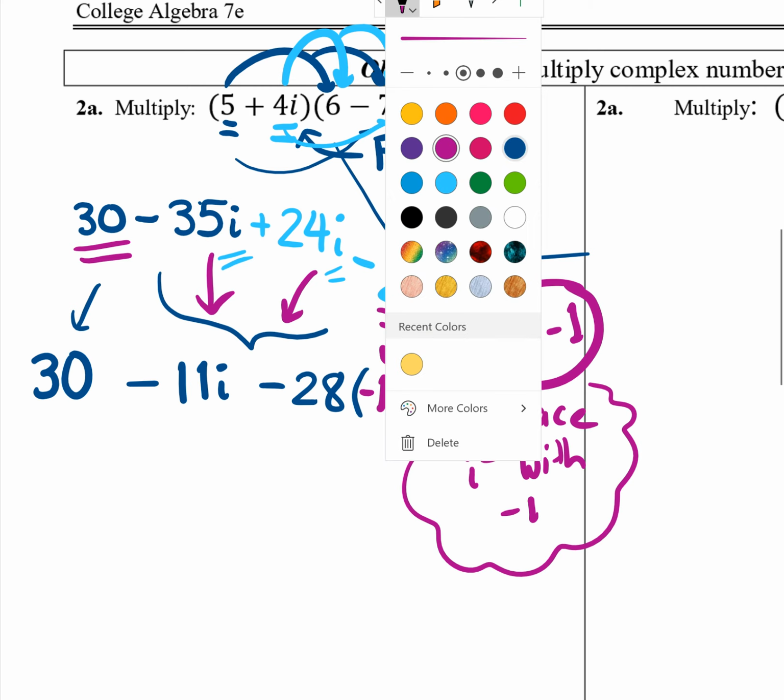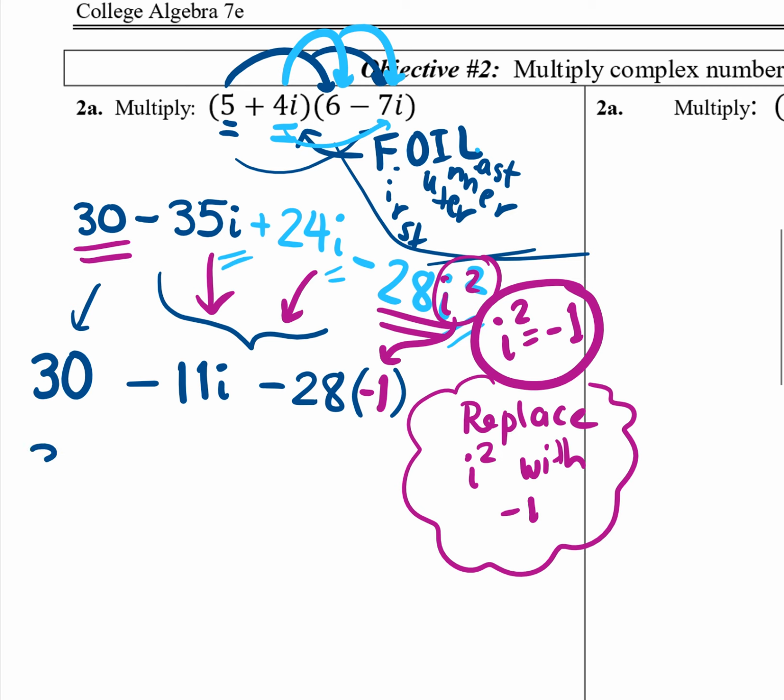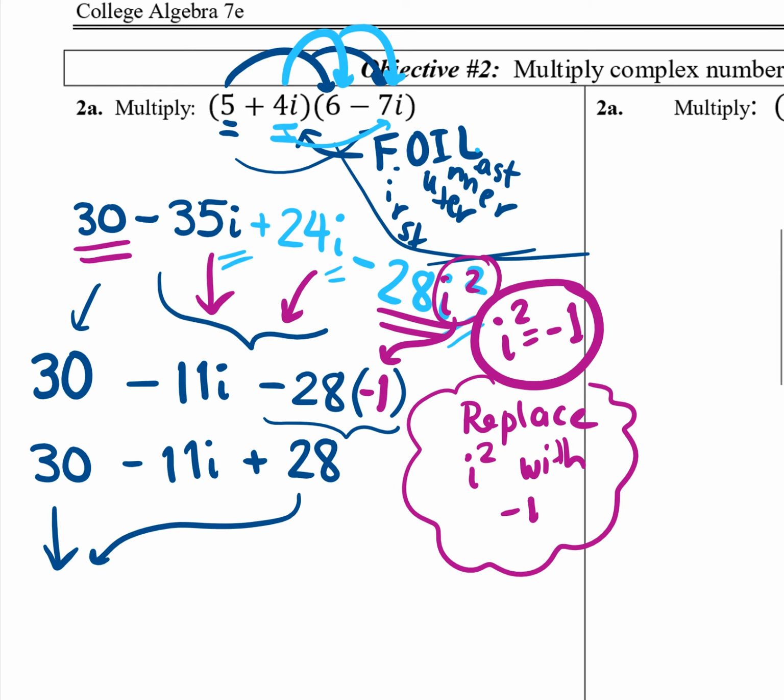But now we can simplify that. Just going to bring the 30 down. This negative 11i, just bring it down. But now this last term, it's a negative 28 times a negative 1 that makes positive 28. And now all of a sudden that's a real number. So now I'm able to combine that with 30. 30 plus 28 makes 58. And then we have minus 11i. Now that looks more like a complex number that we're used to.